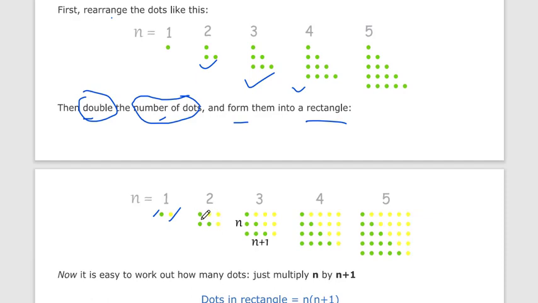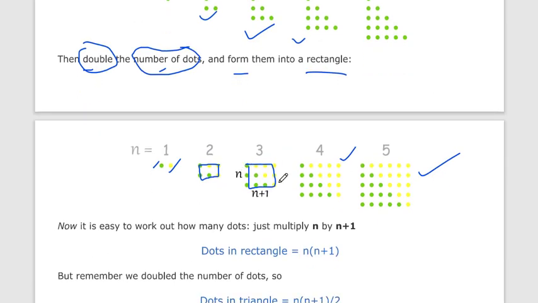And make a rectangle. You can see that this is a rectangle. Now in the third term we have 1 2 3 4 5 6 dots, so we add 6 dots and make a rectangle. Likewise we double the number of dots and form them into a rectangle. Now you can see that it is easy to calculate because it is a rectangle, so it is easy to work out how many dots we have.